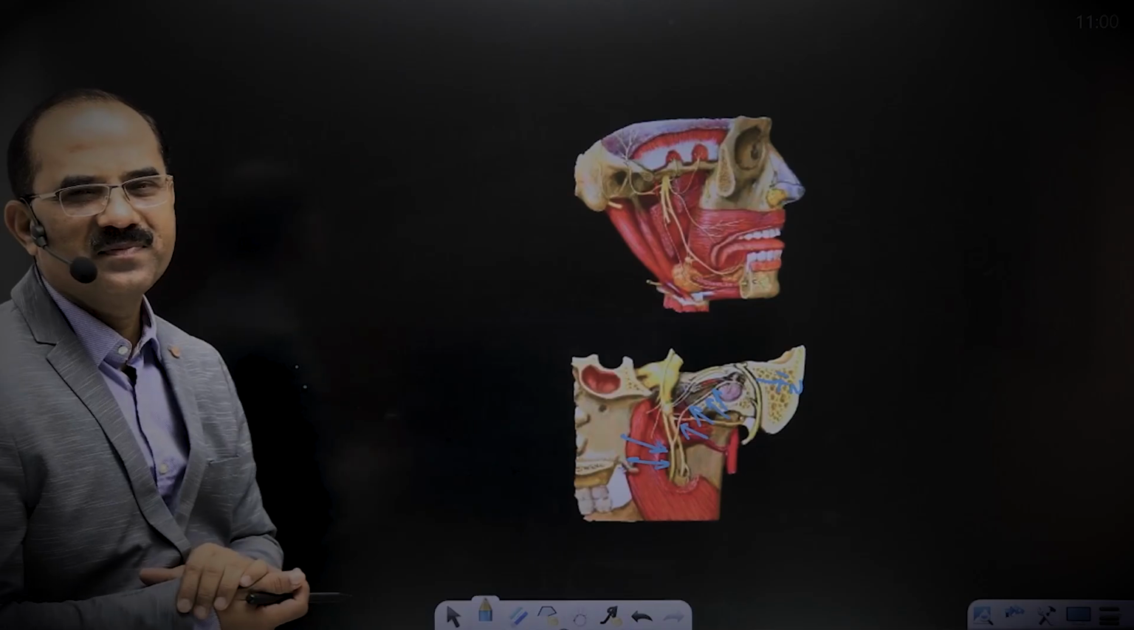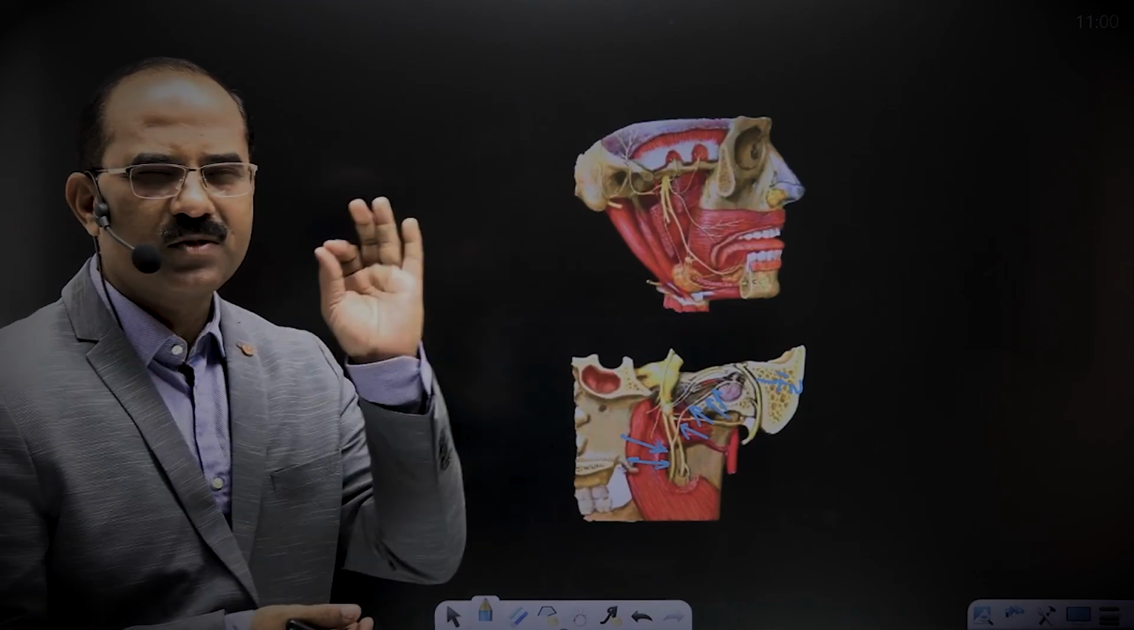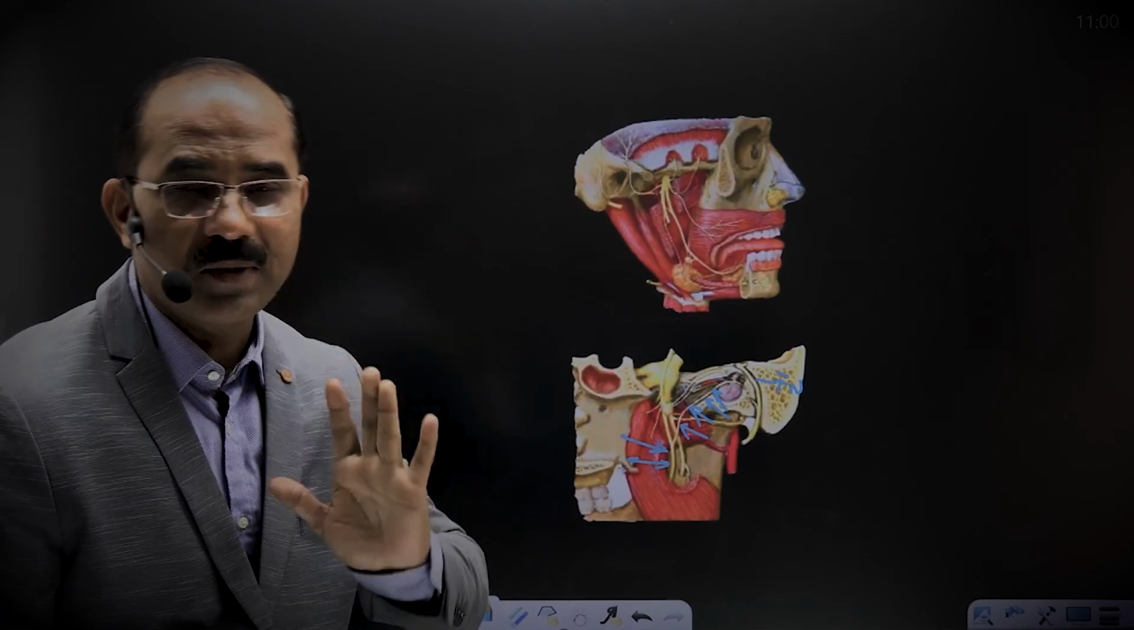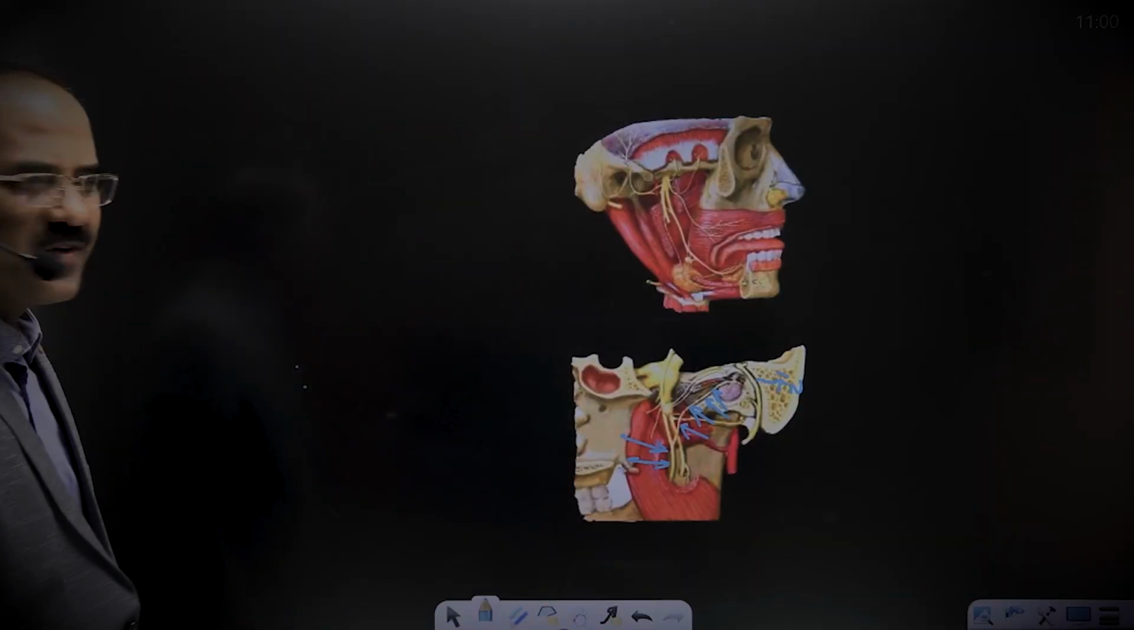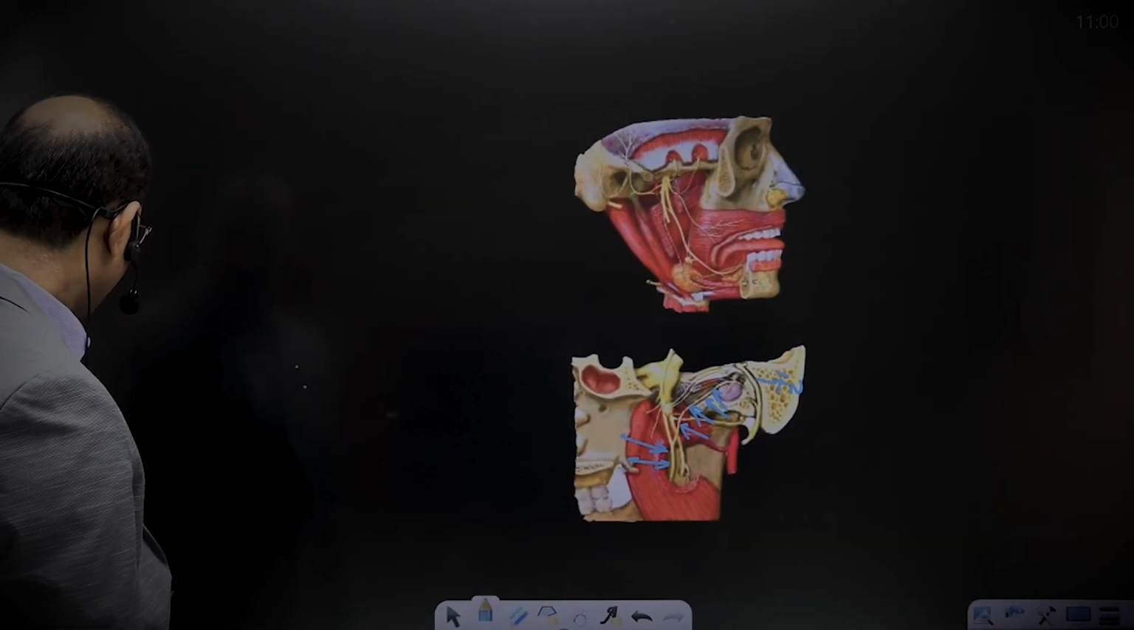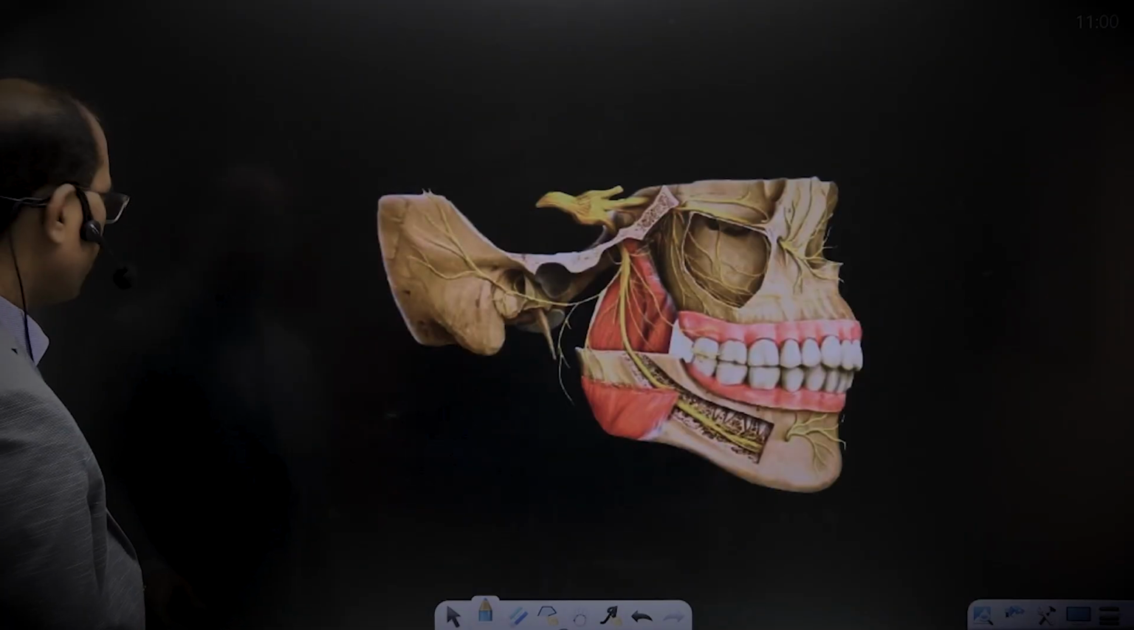Am I clear? Clear, students? Just to the point, I'm telling you what is very important from the MCQ point of view. To the point. Perfect. So that's about the lingual nerve. Right. Now coming to the next nerve, students. So lingual is clear.